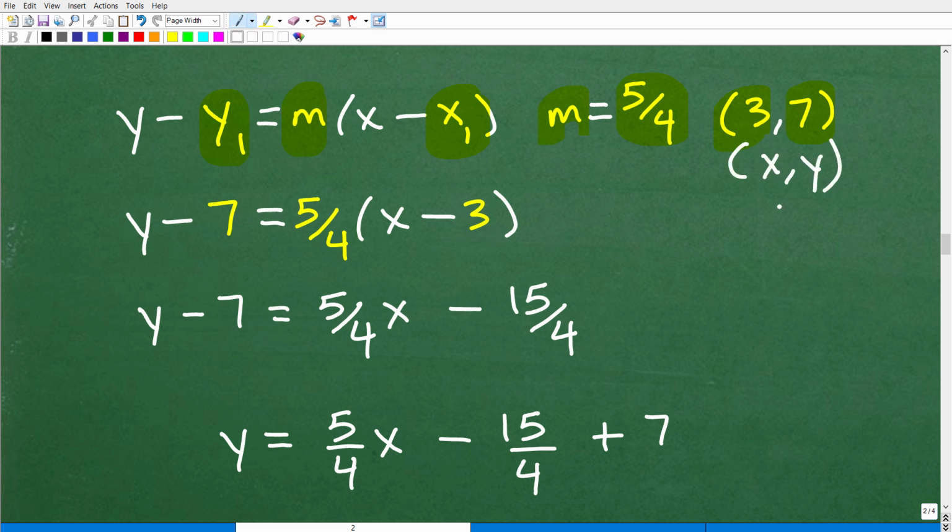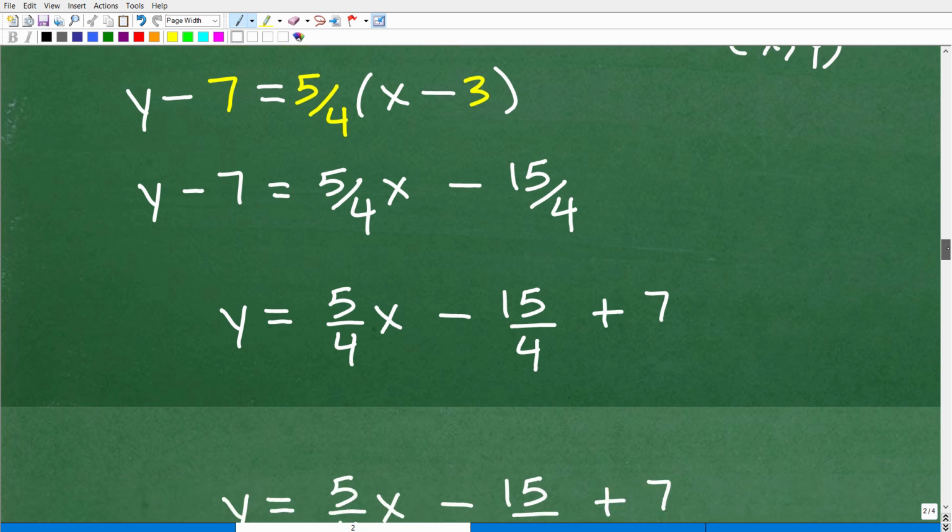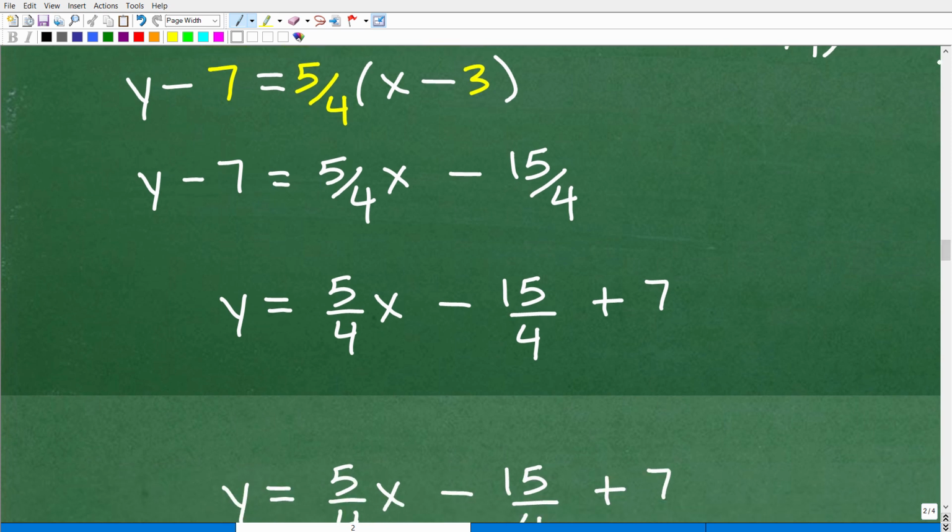Okay, so let's go ahead and plug in the respective values. For y, we plug in 7. For the m, we're going to plug in the slope, 5/4. And for this x here, we'll plug in 3. All right, so at this point, it's just a matter of doing algebra, which of course I know you're totally up to speed on. We're just going to go ahead and solve for y, or clean this up.